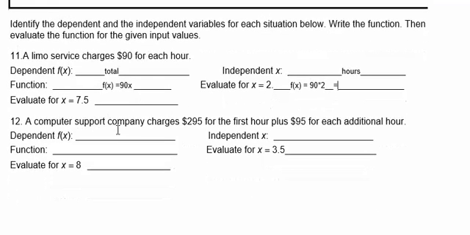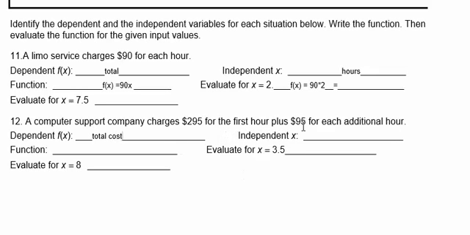Okay, here's another one. A computer support company charges $2.95 for the first hour plus $95 for each additional hour. So this one has something times how many hours plus a flat rate. This one's a little bit harder. Okay, so the dependent is the total cost of how much it's going to take to get your computer fixed.